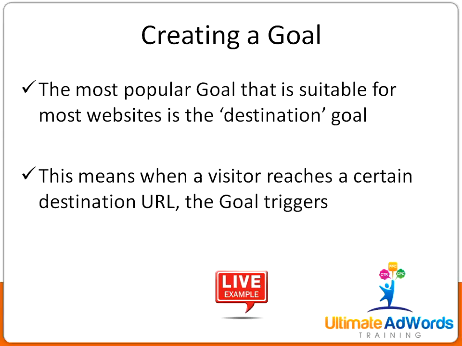So the most popular goal that is suitable for most websites is the destination goal, which we will set up now in our live example. The destination goal triggers when a visitor reaches a certain destination URL, and that will normally be a thank you page of some description, which couldn't be accessed unless the visitor first completed a form. Okay, so let's go over to the live example.